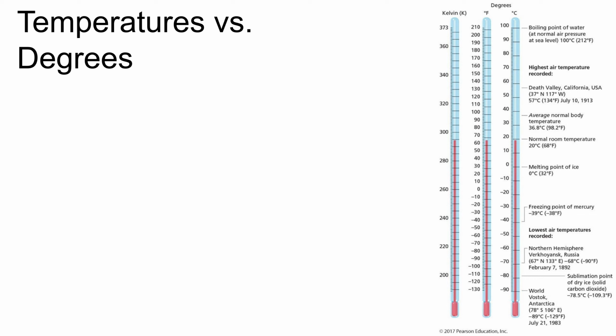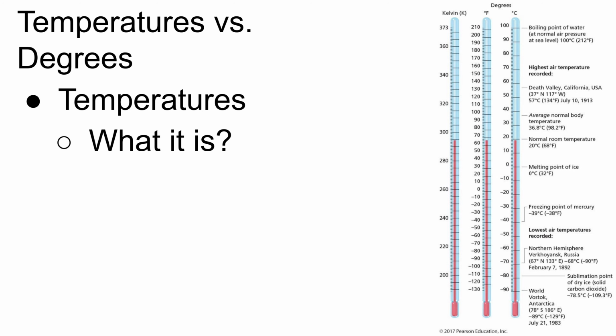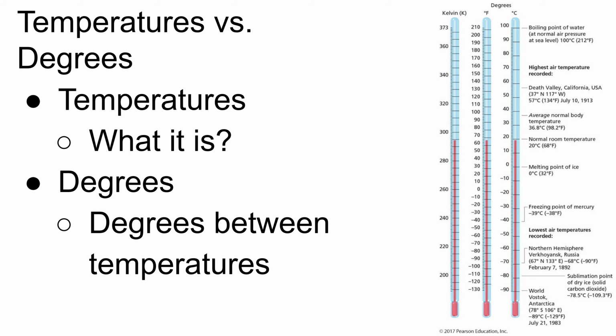All right. This is, I think, the biggest and most difficult part of the whole lab, and that's the difference between temperatures and degrees. So there are temperatures. Temperatures are a measurement of the kinetic energy. And there are degrees, which are the number of degrees between two temperatures. It's a number of degrees, the degrees between two temperatures.